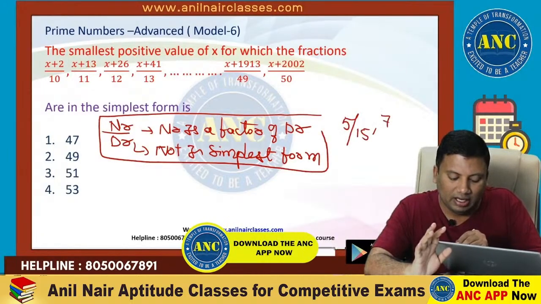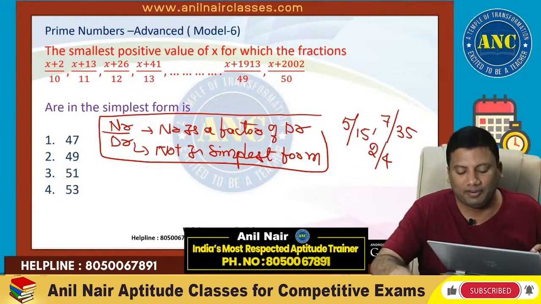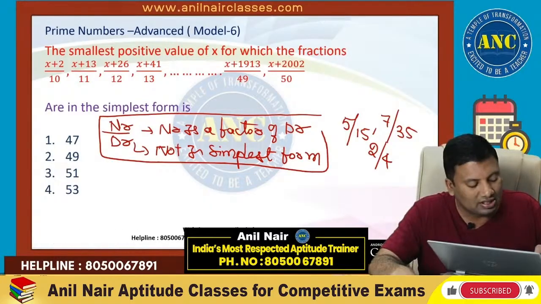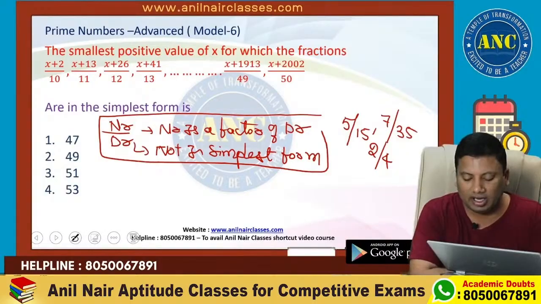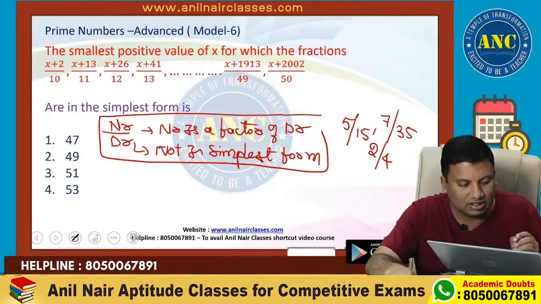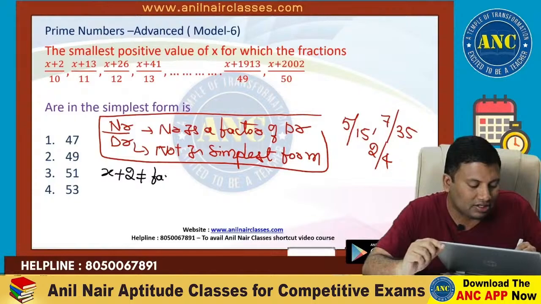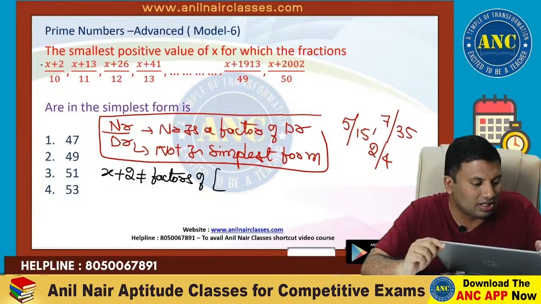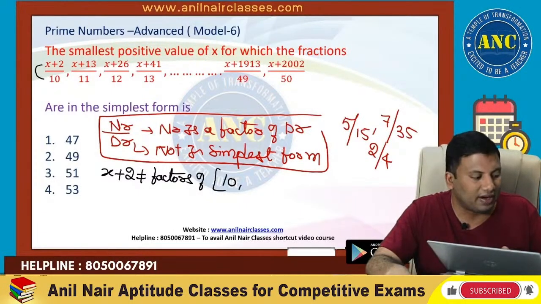If the numerator is a factor of the denominator, then the fraction is not in its simplest form. 5 by 15, 7 by 35, 2 by 4. 5 is a factor of 15, not in its simplest form. 7 is a factor of 35, not in its simplest form. 2 is a factor of 4, not in its simplest form. So because it is not in simplest form, x plus 2 cannot take any factors of these; it cannot be a factor of 10. If it is a factor of 10, then it will not be in simplest form.